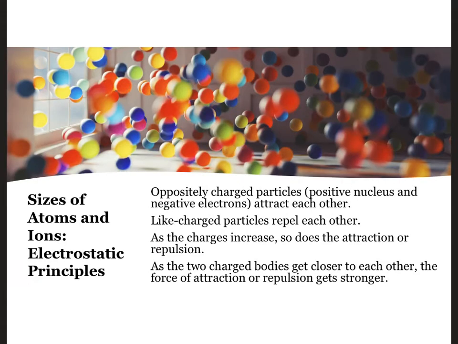Let's begin. The sizes of atoms and ions are determined by the interactions between their positively charged nuclei and their negatively charged electrons outside the nucleus. We can describe the electrostatic principles in a very generic fashion by recalling that opposite charges attract, like charges repel. As the size of the charges increase, so too does the size of the attraction or repulsion, and shorter distances will also increase the size of the attraction or repulsion. There's a better way to quantify this information, though.